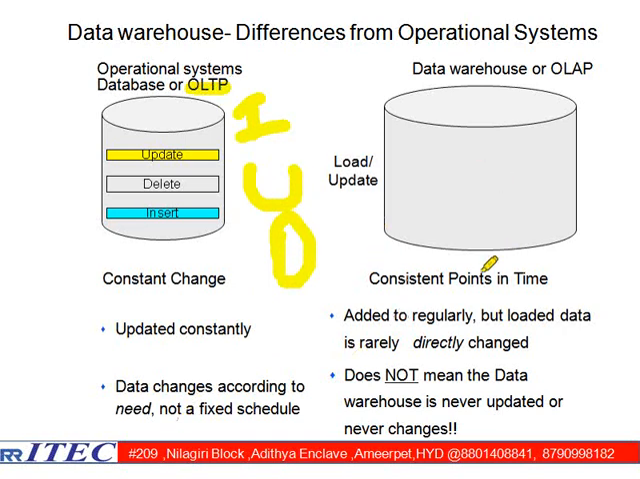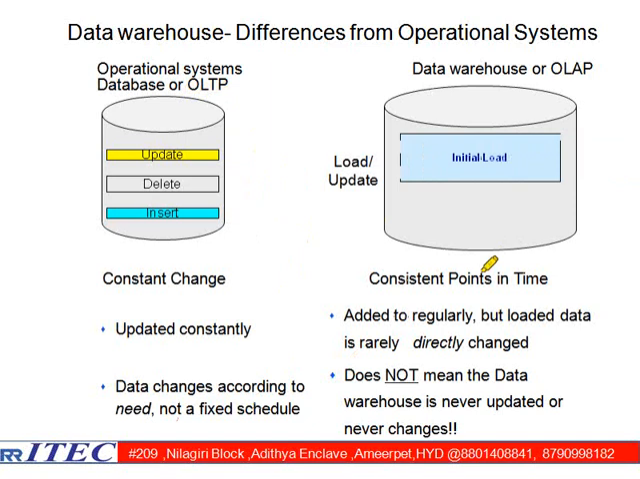But coming to the data warehouse, what is happening, sir? Initial load we are doing. The first time we are loading. Thereafter, we are doing incremental load. Existing data we are not touching. We are adding the new data. Again, incremental loading. That means we are going to keep doing only incremental loads here. That's the nature of the data warehouse.